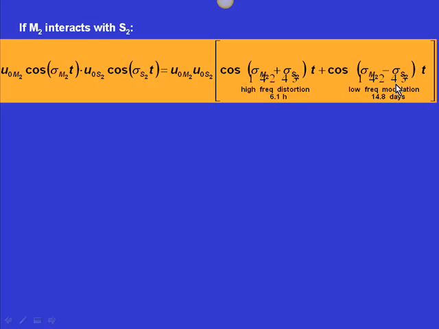And also, the interaction produces a modulation, like your FM radio, frequency modulation. That's what they do. They modulate different frequencies of radio waves. So what you get is a low frequency modulation. And that, again, I invite you to subtract these two frequencies, M2 minus S2, and you'll get a modulation of 14.8 days.